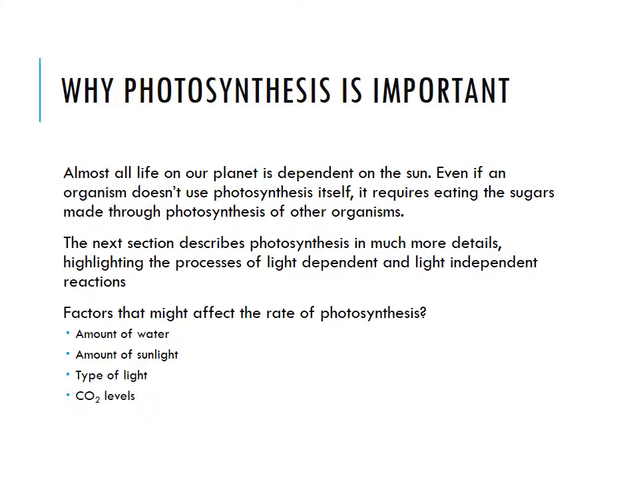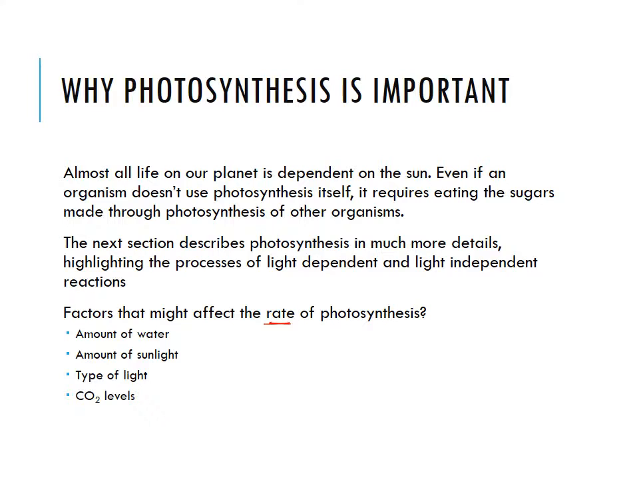Now, the next section is going to describe photosynthesis in a lot more detail, and it's going to really focus on light-independent and light-dependent reactions. But I do want you to know this. There are some factors that can affect how fast, or the rate, of photosynthesis. One of them would be the amount of water, because there's hydrogens that are going to be required, and oxygens will be popped off of that. Also, the amount of sunlight, and that makes sense, because if you don't have enough sunlight for plants, they sort of die, and it's hard for them to make sugars from it. If you really limit the amount of sunlight, they're not able to work in the capacity they're supposed to.